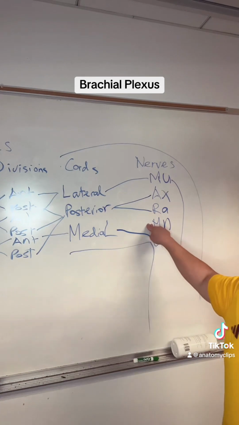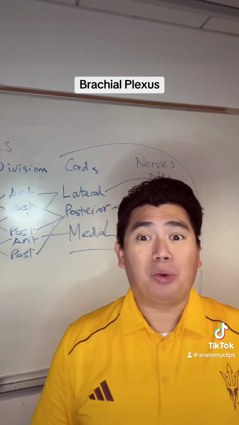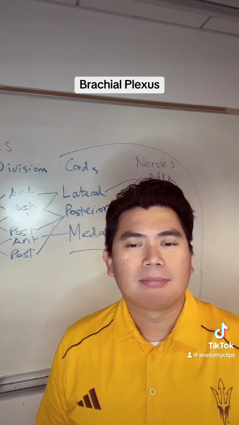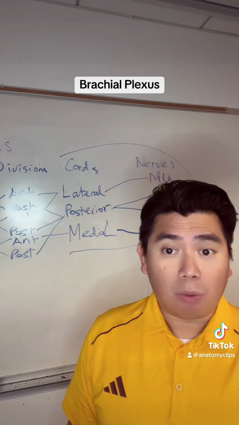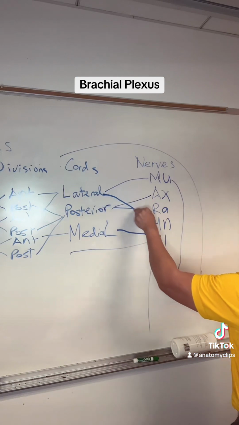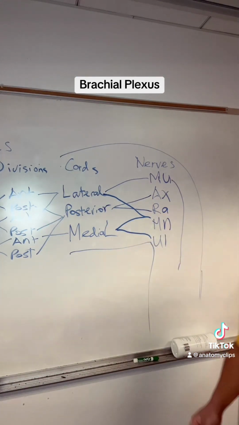The median nerve will be formed by the combination of two cords. Who can name those two cords? Do you remember? So if you said lateral and medial cords, you are correct. So we will combine the lateral and medial cord, and it will form the median nerve.